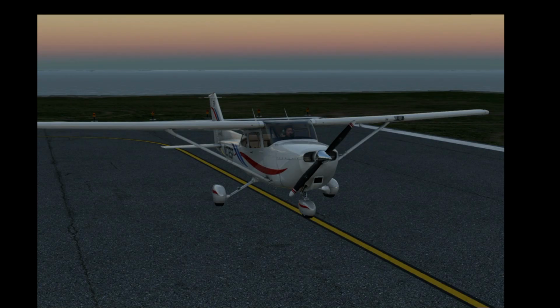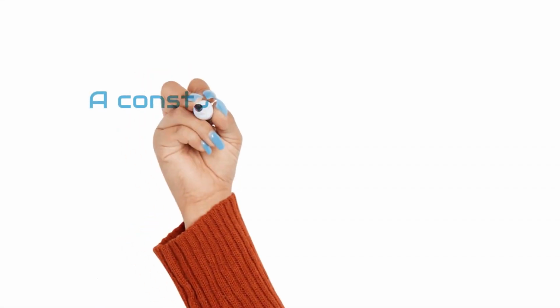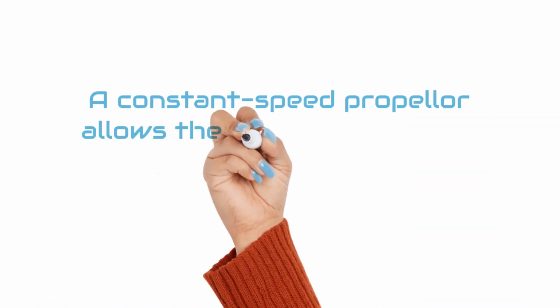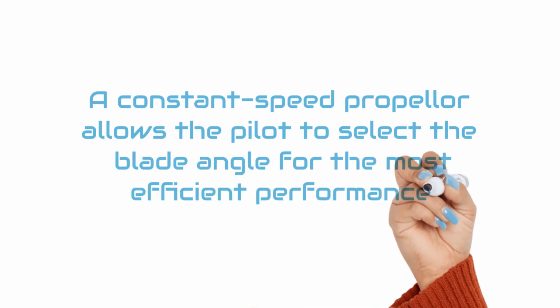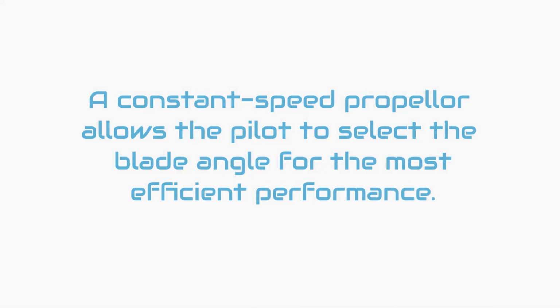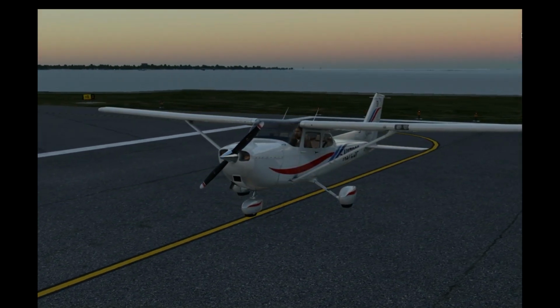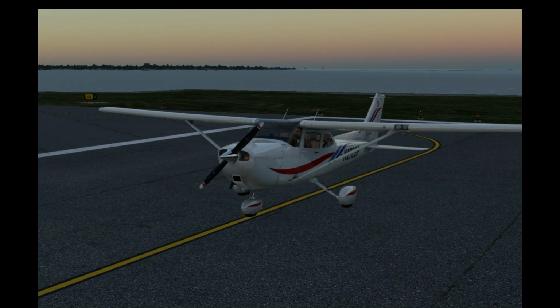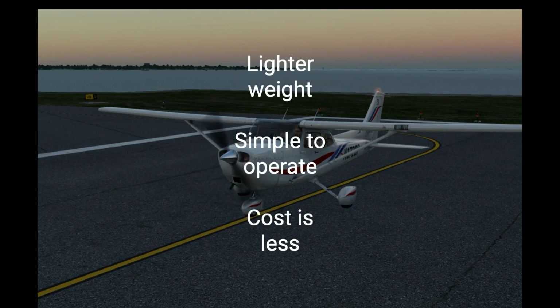Aircraft can be equipped with either a fixed pitch or a constant speed propeller. The advantage of a constant speed propeller, also known as a controllable pitch propeller, is that it allows the pilot to select the blade angle for the most efficient performance. A fixed pitch propeller design features fixed blade angles set by the manufacturer, which cannot be changed. Its advantages include lighter weight, simpler operation, and lower cost.